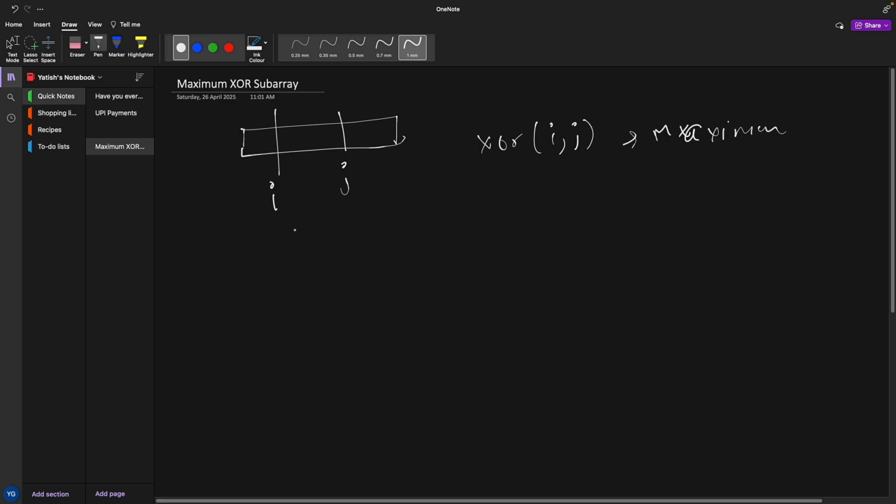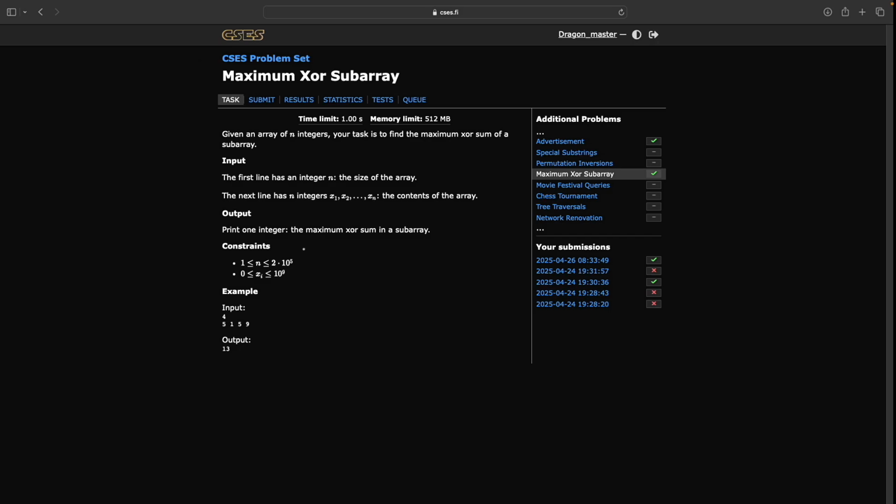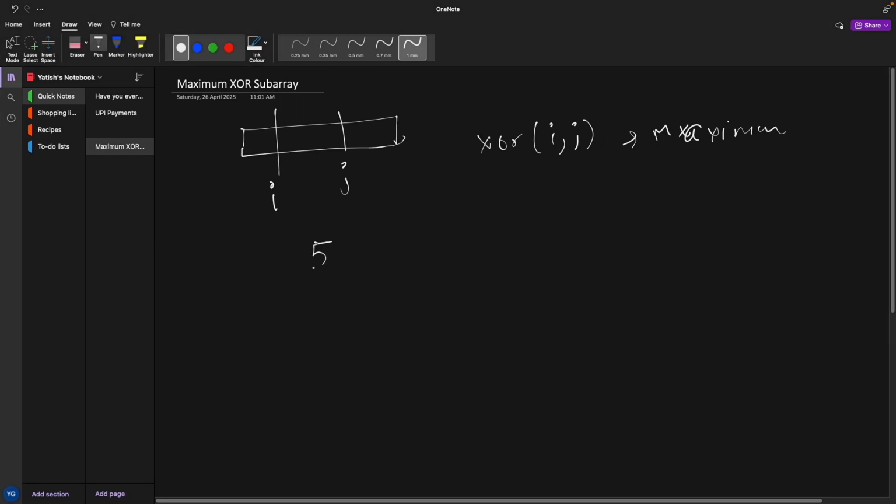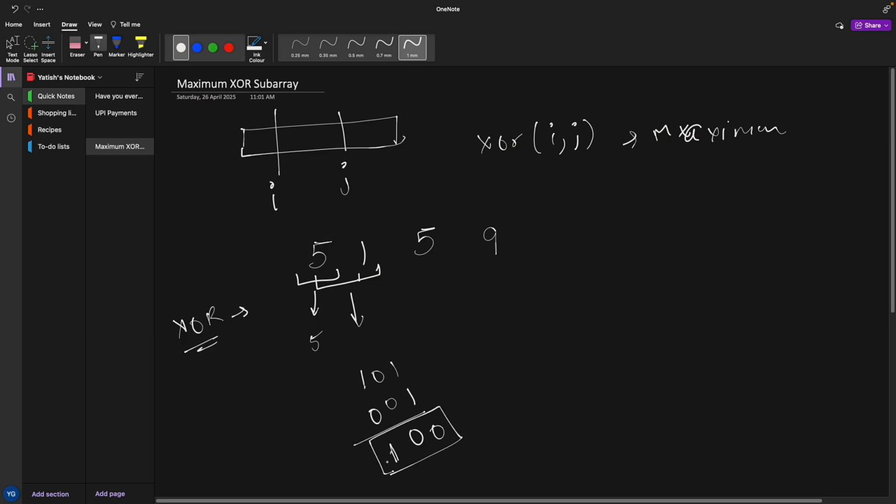Let's discuss with the test case that is given to us. So the test case is 5, 1, 5, 9. Let's find the XOR for all the possible subarrays in this. The subarrays are: 5 is a subarray, so it would be 5. 5, 1 is a subarray. The XOR would be 4. Then we have 1, 5, which is also 4.